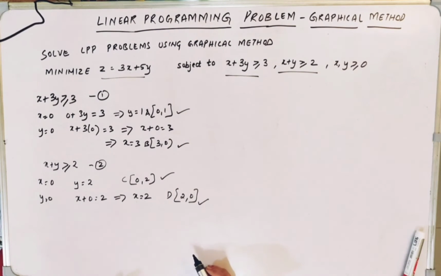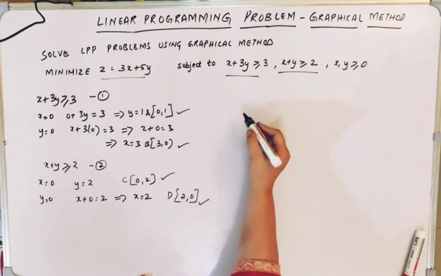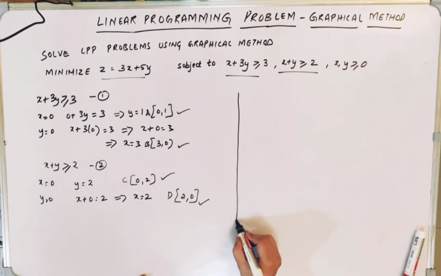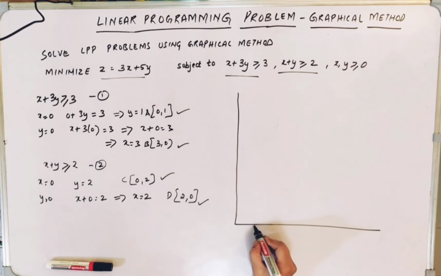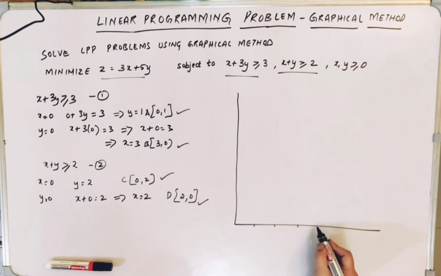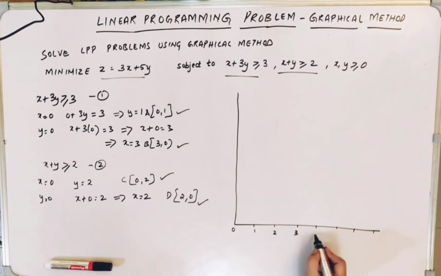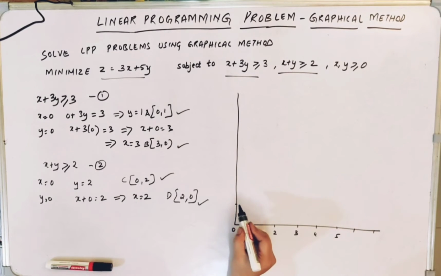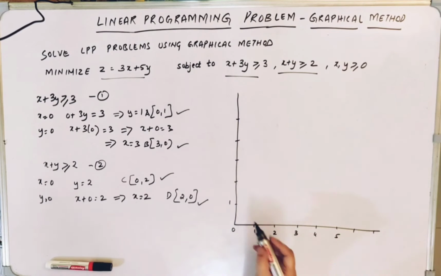Now we will have to plot these points in the graph. Let's roughly plot it here. We'll take a scale with a gap of 1 unit. So let this be the origin. 1, 2, 3, 4, 5. Similarly, 1, 2, 3, 4, 5.